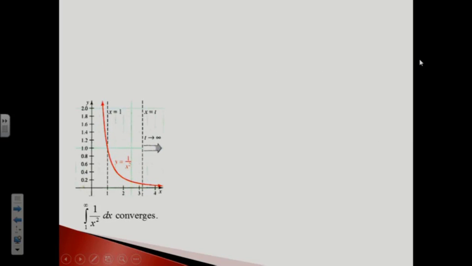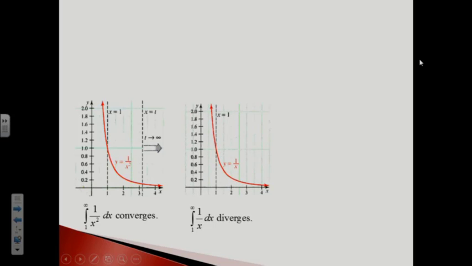We have shown that the improper integral from 1 to infinity of 1 over x squared converges, and the improper integral from 1 to infinity of 1 over x diverges. In geometric terms, this says that the area to the right of x equal 1 under the curve y equal 1 over x squared is finite, while the area under the curve y equal 1 over x is infinite.